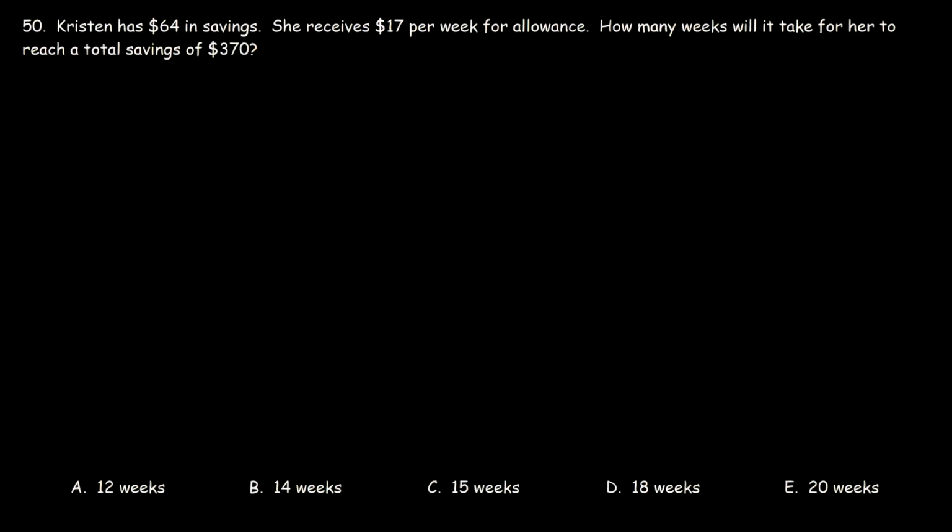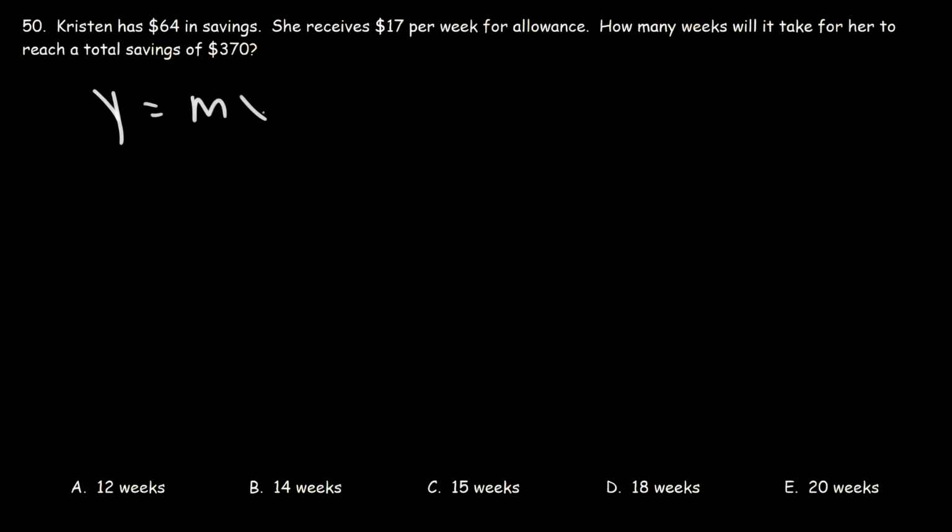Number 50. Kristen has $64 in savings. She receives $17 per week for allowance. How many weeks will it take for her to reach a total savings of $370? So it's important to understand that every week her savings is increasing by $17. So we have an arithmetic sequence or a linear equation.